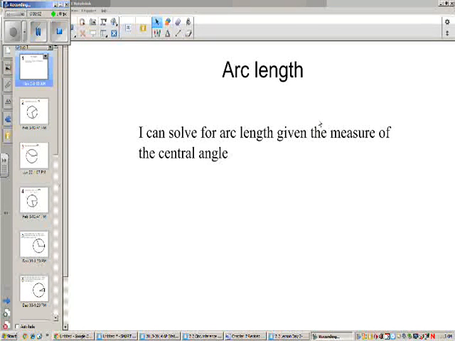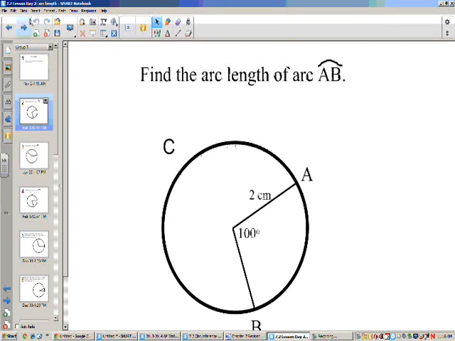Hello, today we're going to be learning about arc length. By the end of the day, I hope you can say, I can solve for the arc length of a given measure of a central angle. Now, arc length is the distance along the arc from one point to the other.